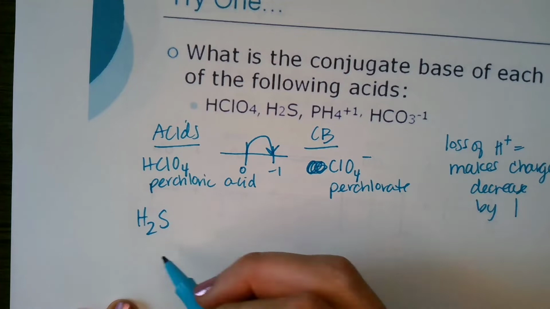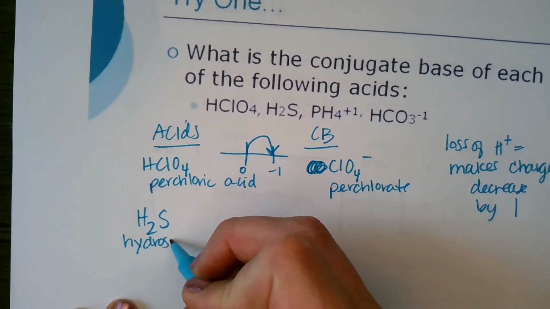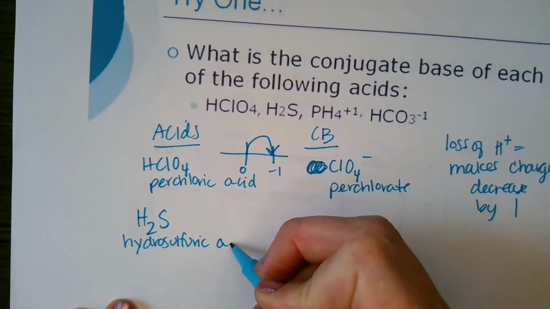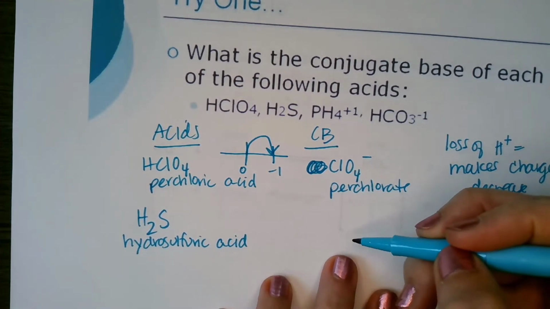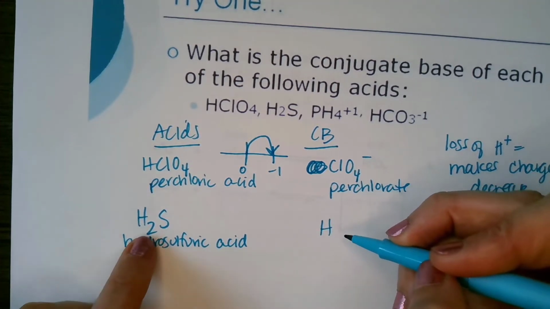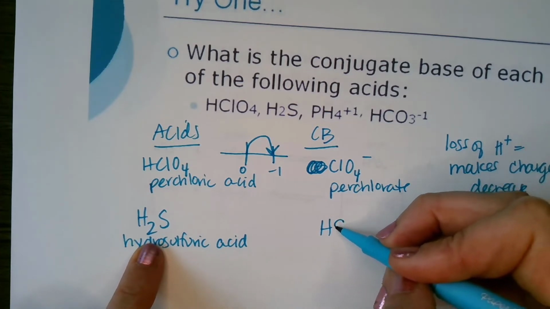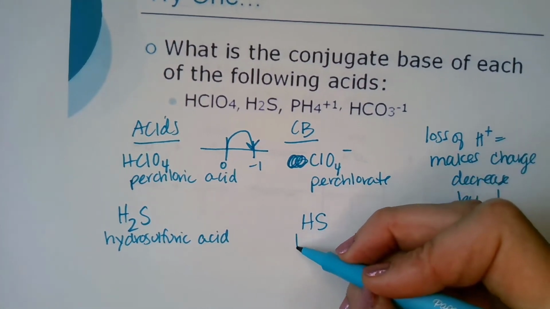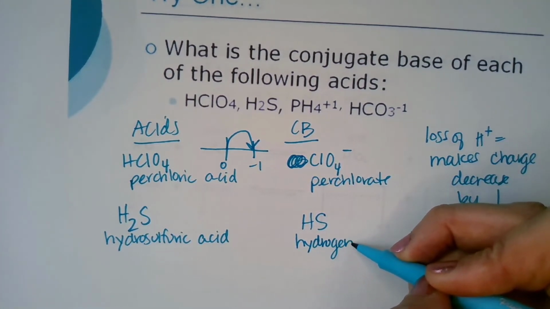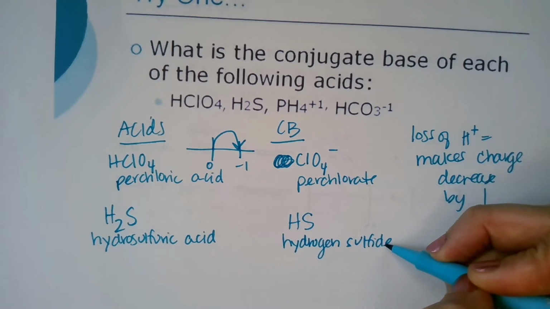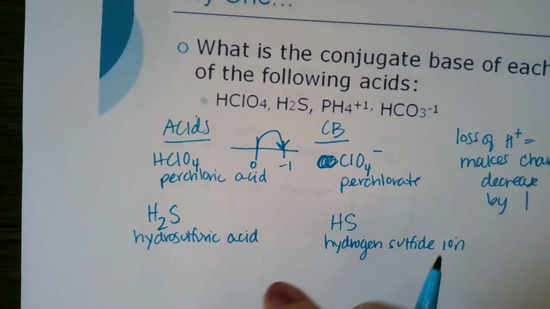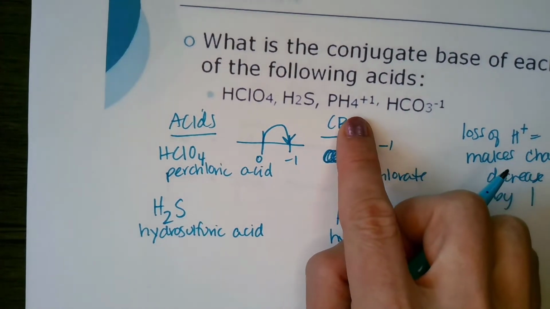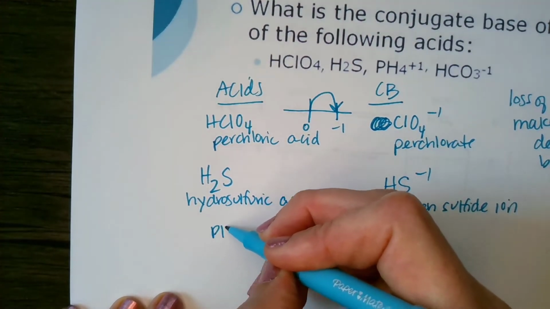Let's look at our next one, H2S. This is hydrosulfuric acid. There are 2 H's here, so I'm going to lose 1 H. It will just become HS, which is hydrogen sulfide ion. And again, I went from neutral to a -1 charge. You just say negative or -1.